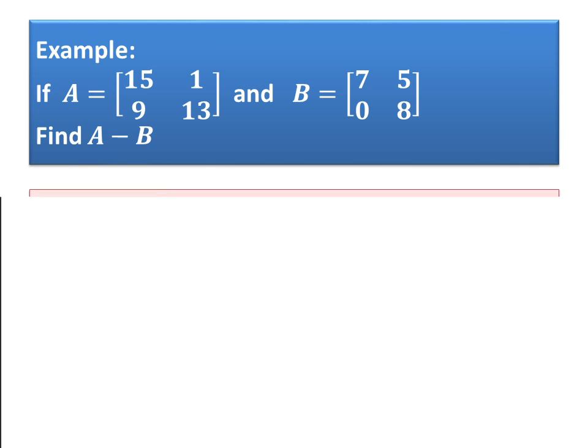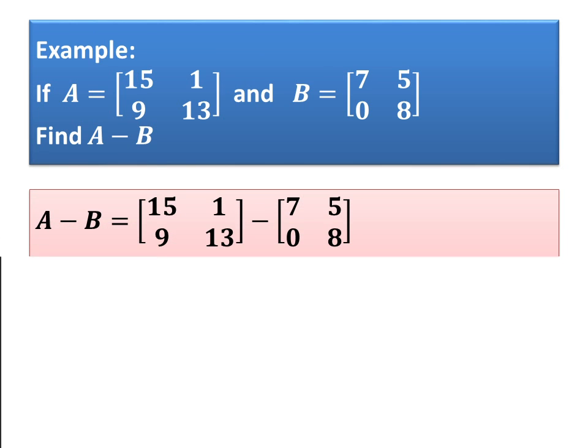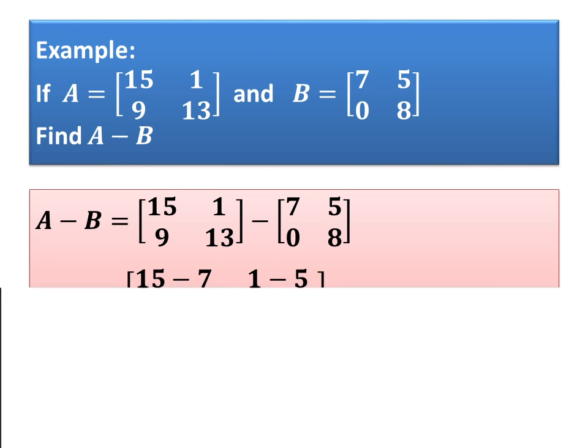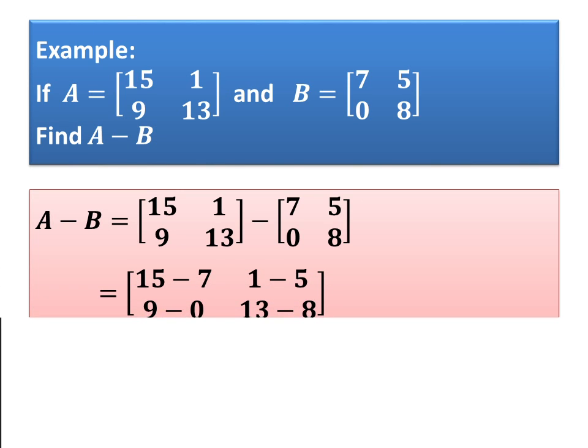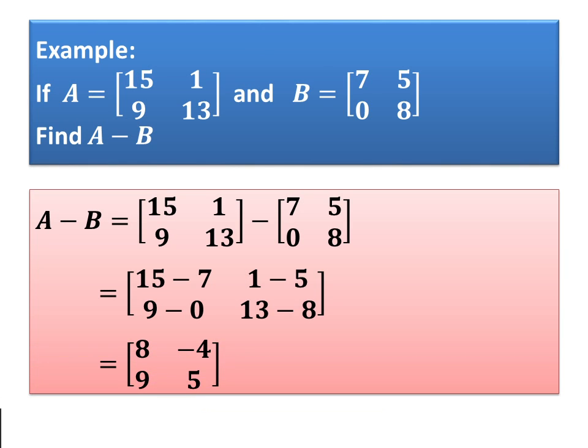matrix A and another 2 by 2 matrix B, and I'm asking for the difference. In a similar way, we subtract the corresponding elements. So 15 corresponds to 7, so we have 15 minus 7. 1 corresponds to 5, we have 1 minus 5. 9 corresponds to 0, we have 9 minus 0. 13 corresponds to 8, this gives us 13 minus 8. And we do the subtraction to get the difference matrix, which is 8, minus 4, 9, 5.